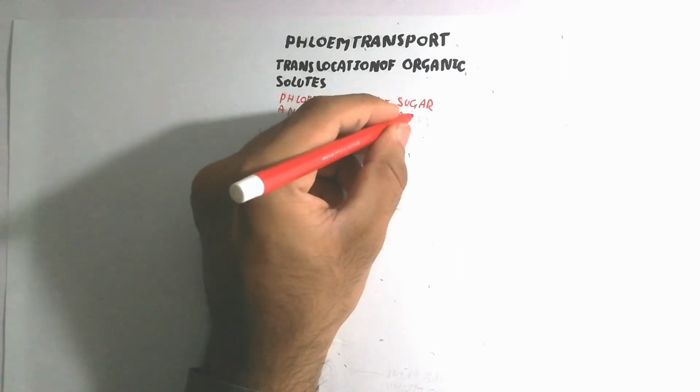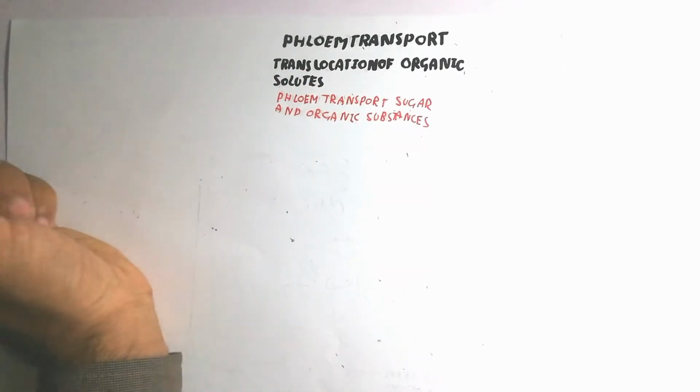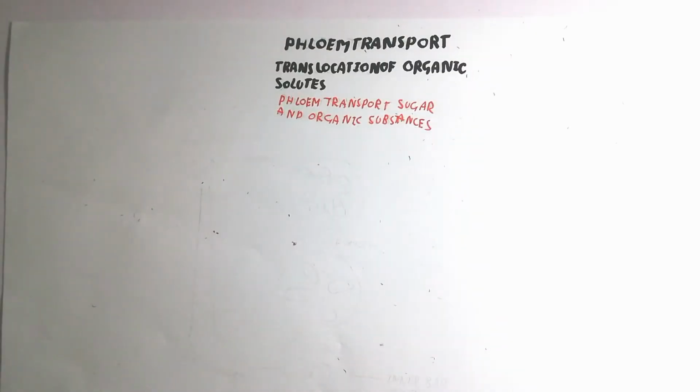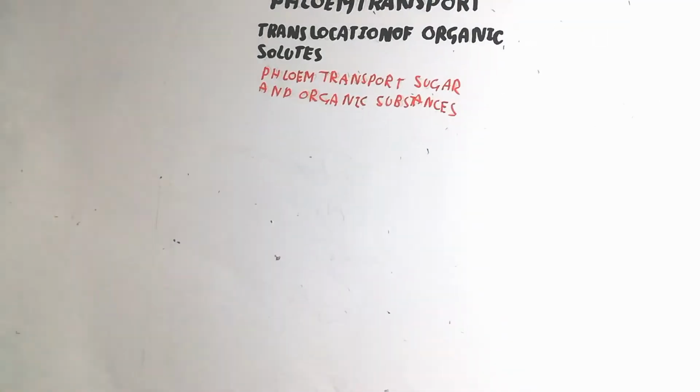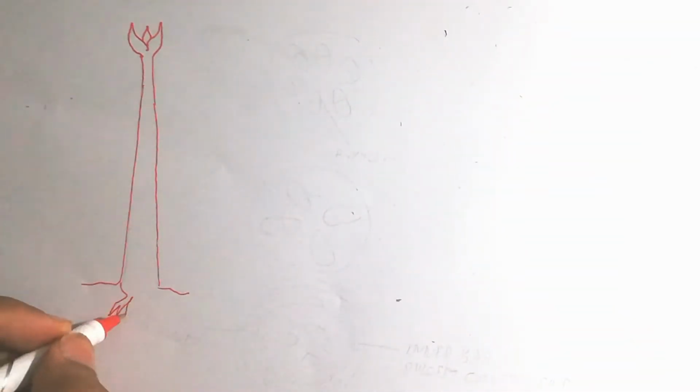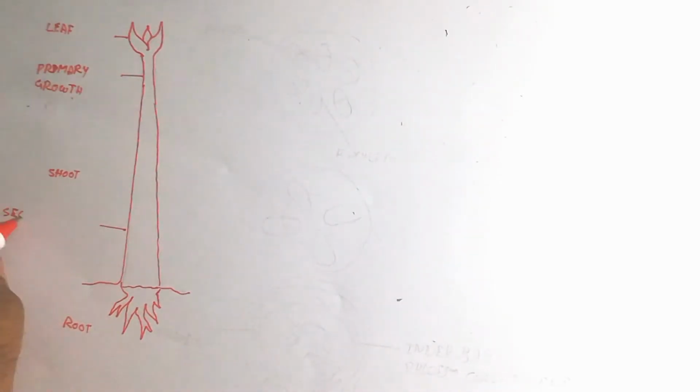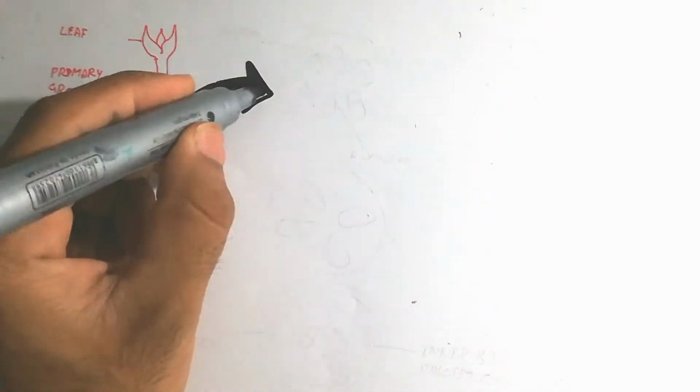On the other hand, the xylem is used for the transport of water and minerals in just one direction, from the root to the shoot system. So here the phloem transports sugar and organic substances. Here I will draw a plant with a stem.